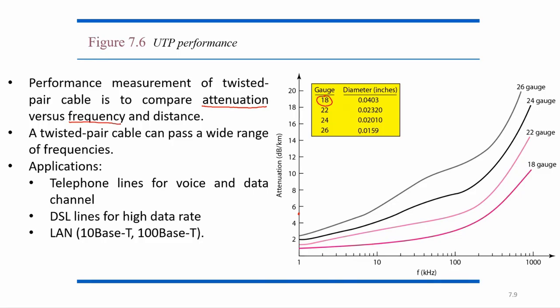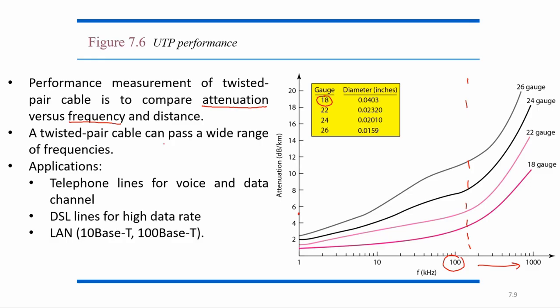So this is the graph that indicates the performance of UTP type of twisted pair cables. It has been observed that after 100 kilohertz, there is a sudden increase in attenuation. So for UTP cables, we should consider up to 100 kilohertz, where we can have less attenuation. But beyond 100 kilohertz frequency, there is a high increase in attenuation.